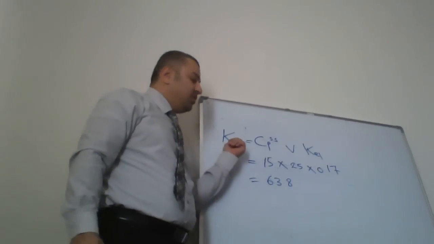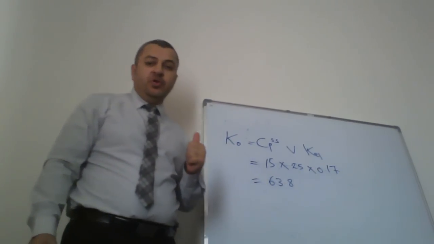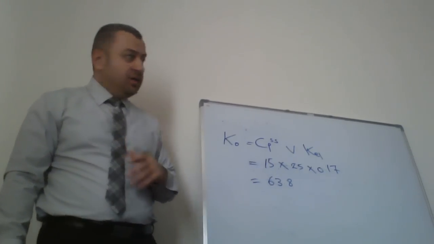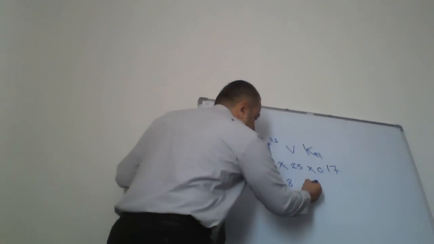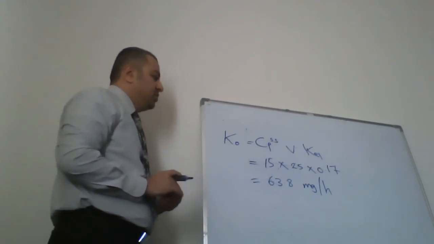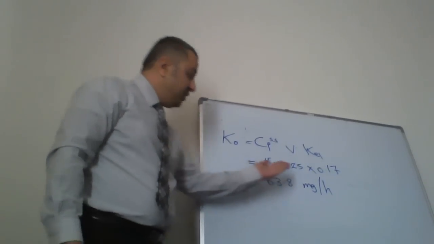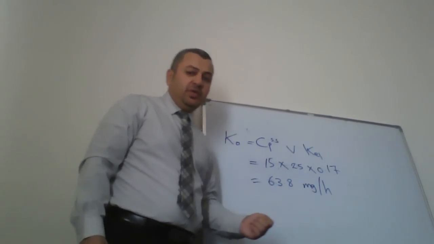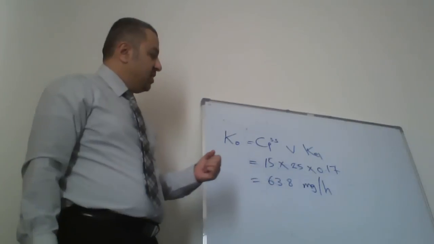Now what is the unit of K0? We already said it's amount per time. Okay? But what amount, what time should I use? I will use milligram per hour. Where did I get milligram per hour? Why it's not microgram per minute, for example? Why it is not something else?